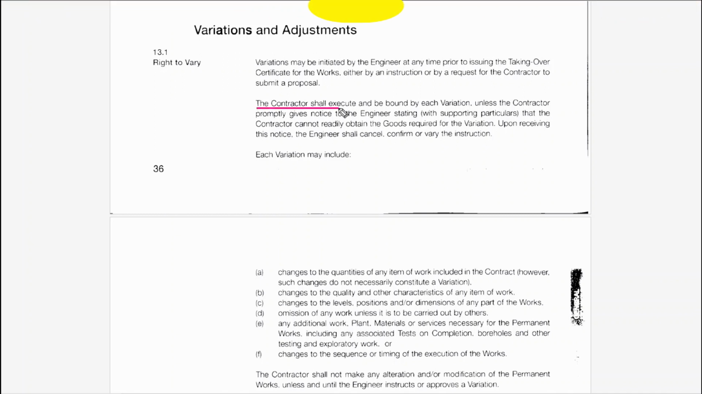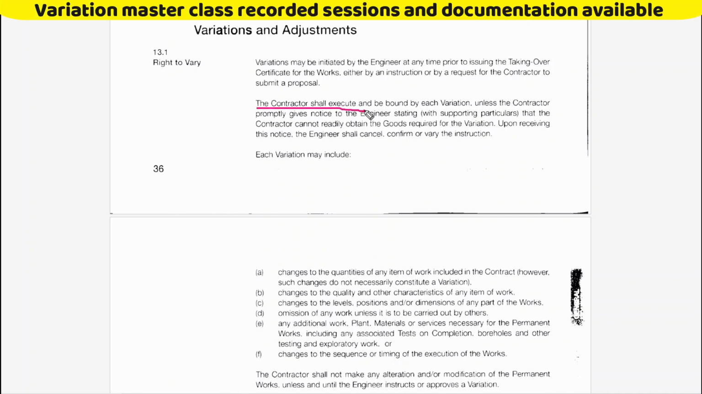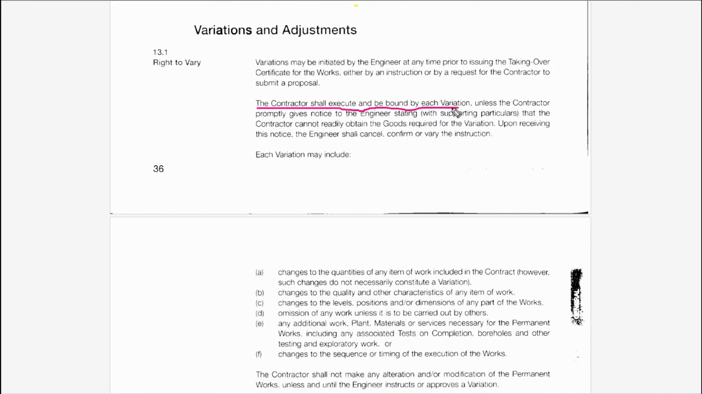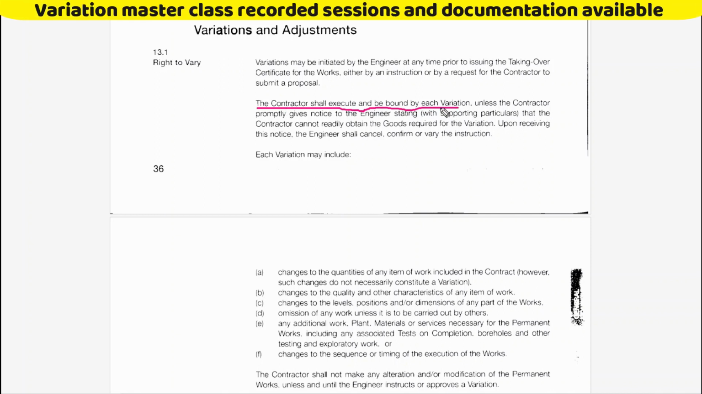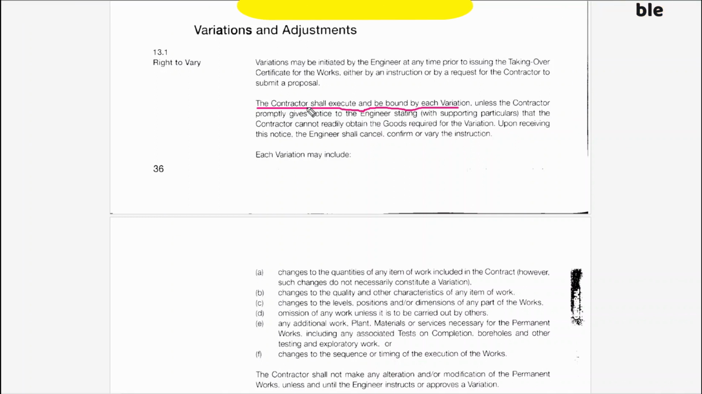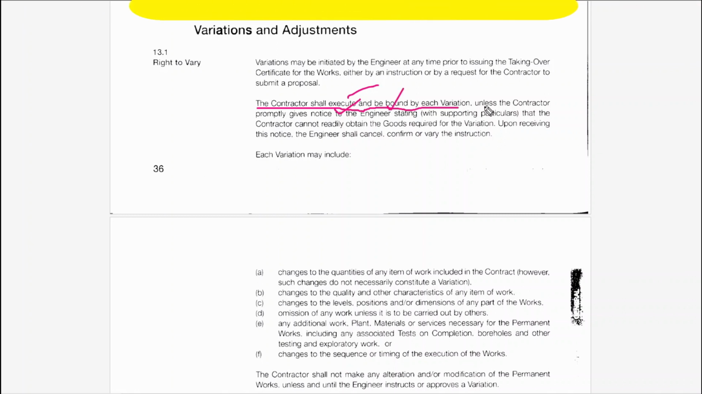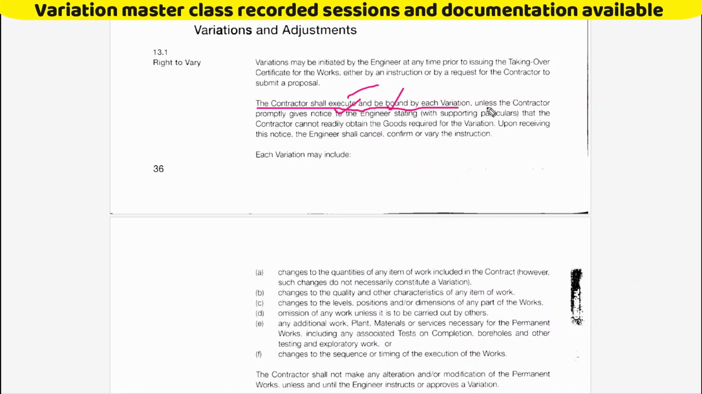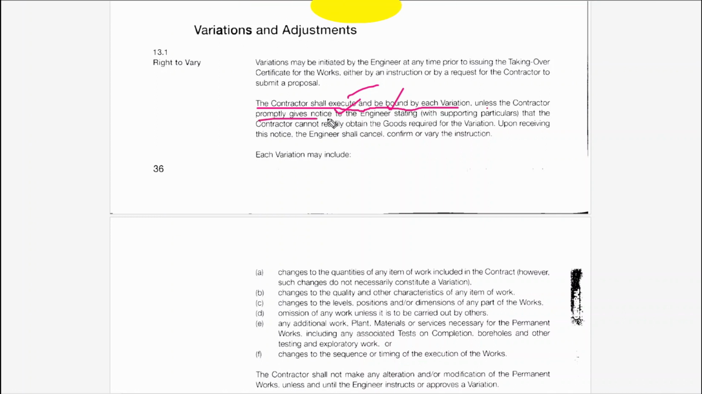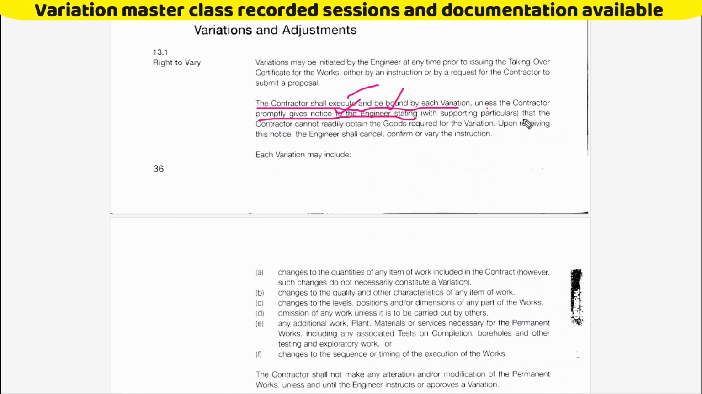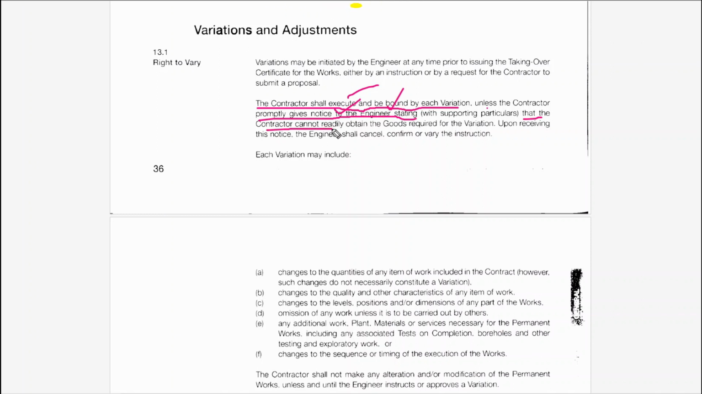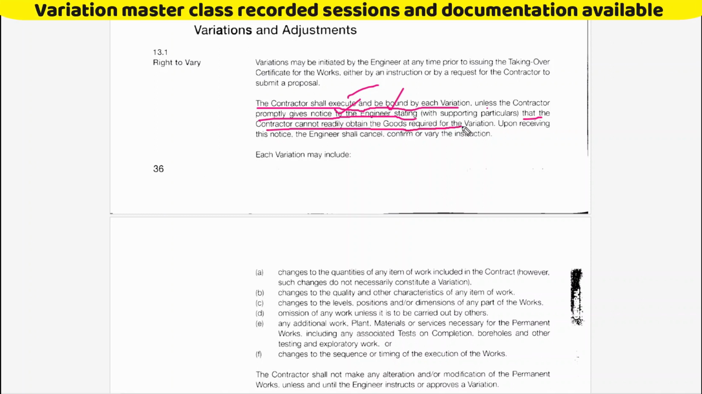You can see here, the contractor shall execute and be bound by each variation. So there are two main portions. The contractor can execute, or otherwise be bound, unless the contractor promptly gives notice to the engineer stating that the contractor cannot readily obtain the goods required for the variation.